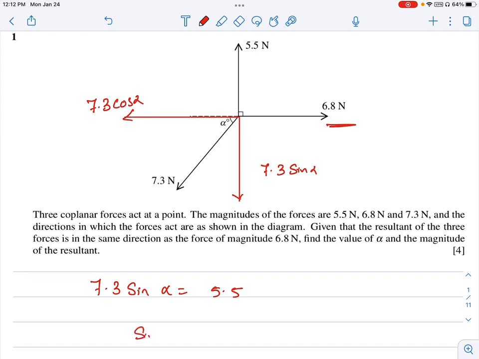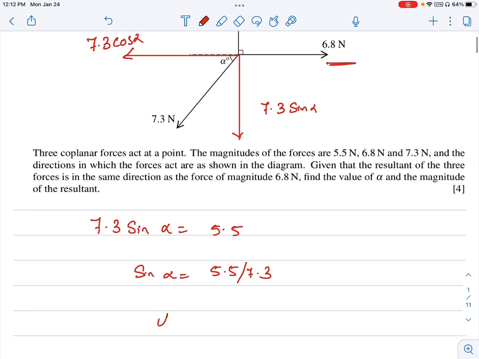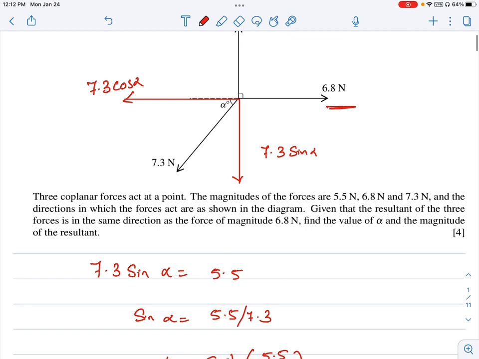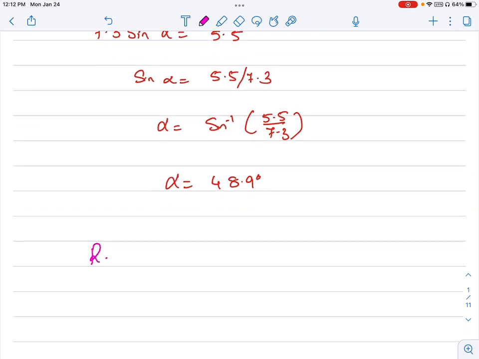From there, I get sin alpha is equal to 5.5 divided by 7.3. So we can get alpha is equal to sine inverse of 5.5 upon 7.3. Do by calculator, it should be giving you 48.9 degrees. Now 6.8 newtons is in the horizontal direction, it is the forward force, and my backward force is 7.3 cos alpha. So the resultant will be forward force 6.8 minus backward force 7.3 cos alpha, which is 48.9 degrees. So simplify by calculator, it should be giving you 2 newtons. That's going to be the answer.